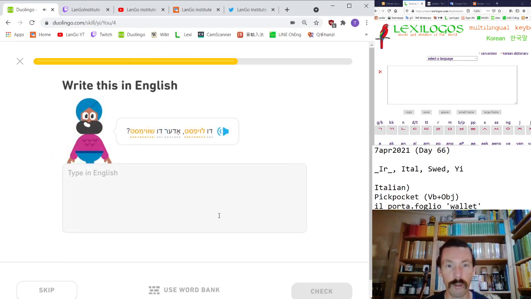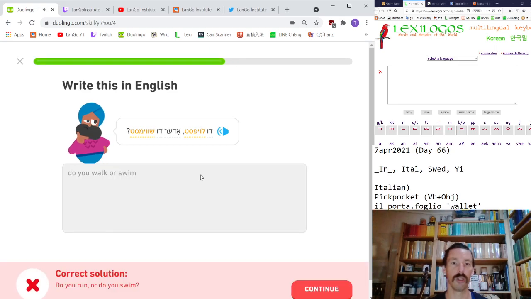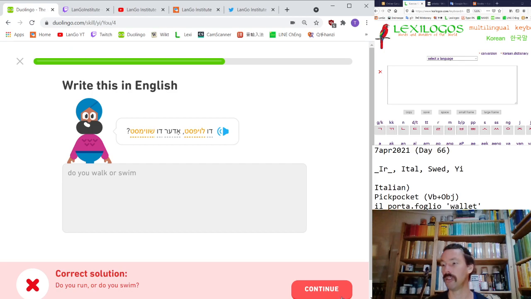Die läufst oder die schwimmst? What do you notice about the word order here? This is fascinating. Die läufst oder die schwimmst? Do you walk or do you swim? You run, läufst. It's cognate with our word leap, but meaning is different. What would it be in German, Levi? Do you walk or swim?